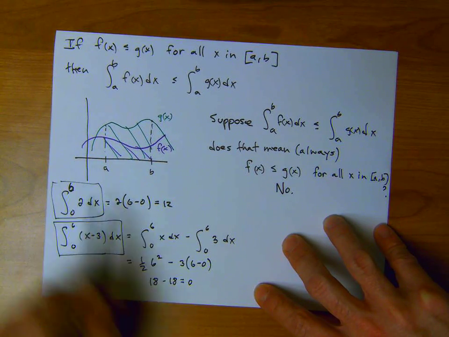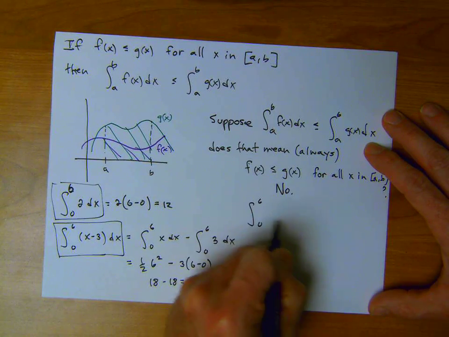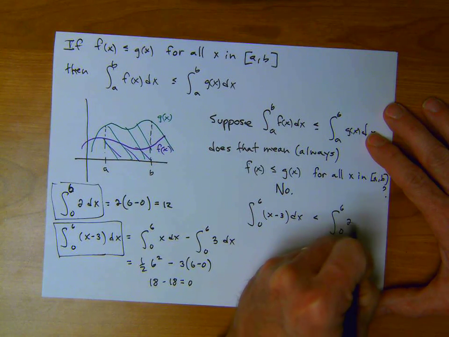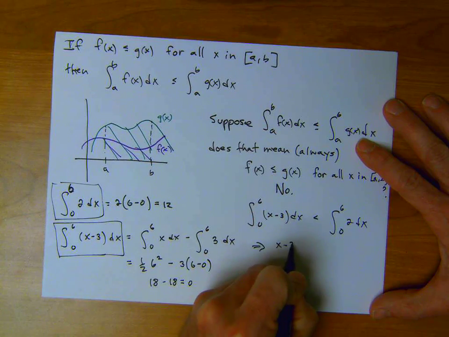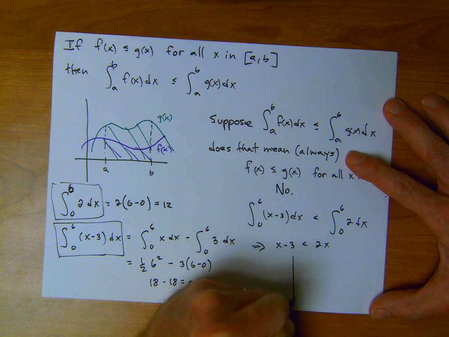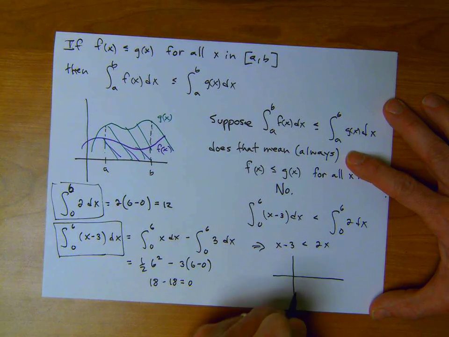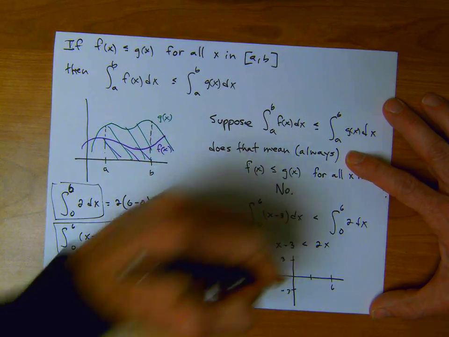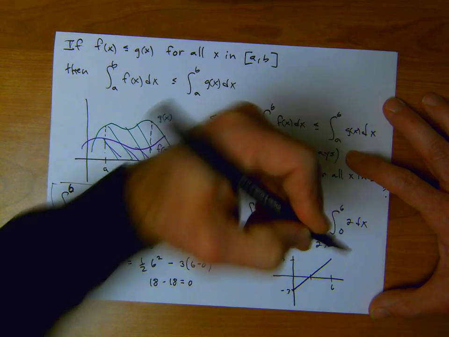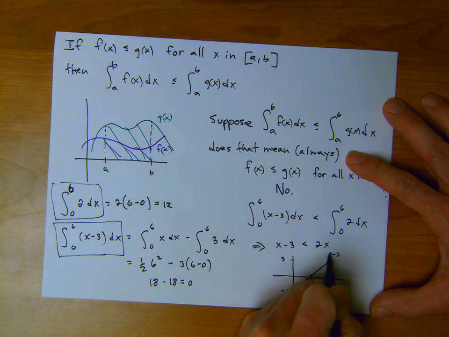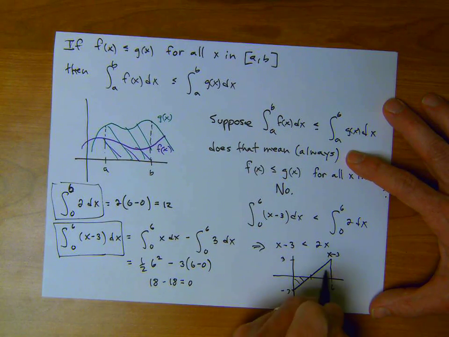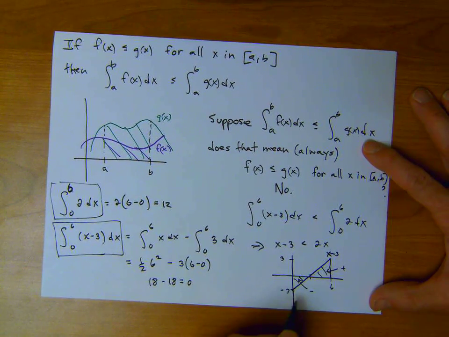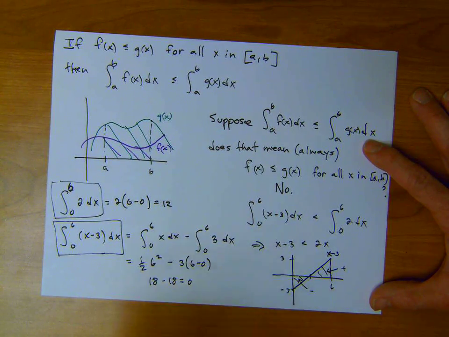So clearly, this is less than that, right? So we have the integral from 0 to 6 of x minus 3 dx is less than the integral from 0 to 6 of 2 dx. Does that imply that x minus 3 is always less than 2? Well, if we look at the graph, that's clearly not the case. So if we go down to -3 and up to +3, we cross at 3, and here's our 6. So this is x minus 3, right? And we have this area here and this area here. This area is negative, this area is positive, but they're the same. So the total area is 0. I haven't drawn this symmetrically, but you get the idea.